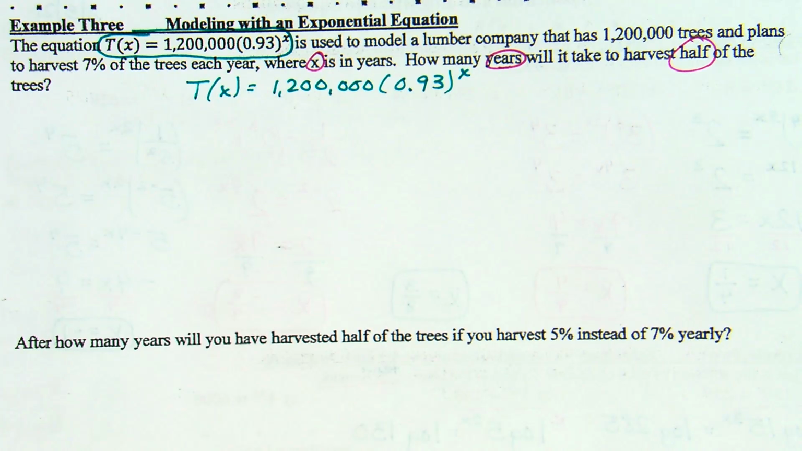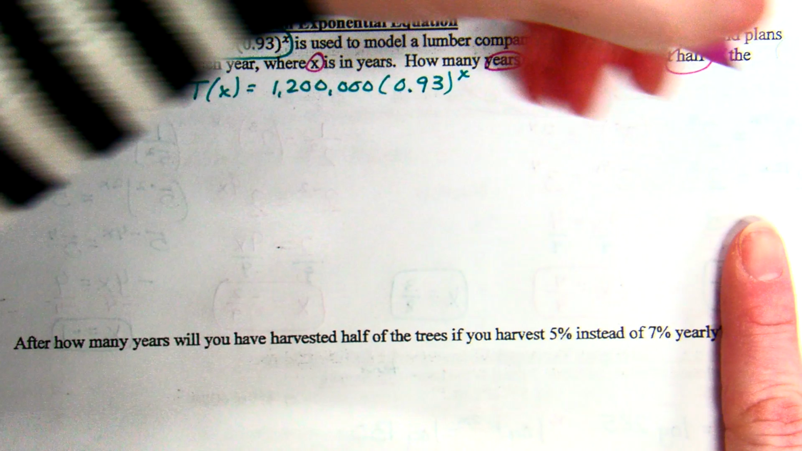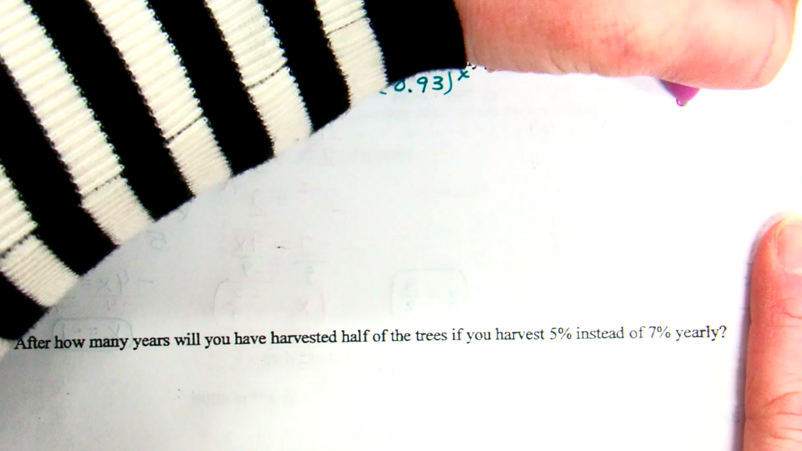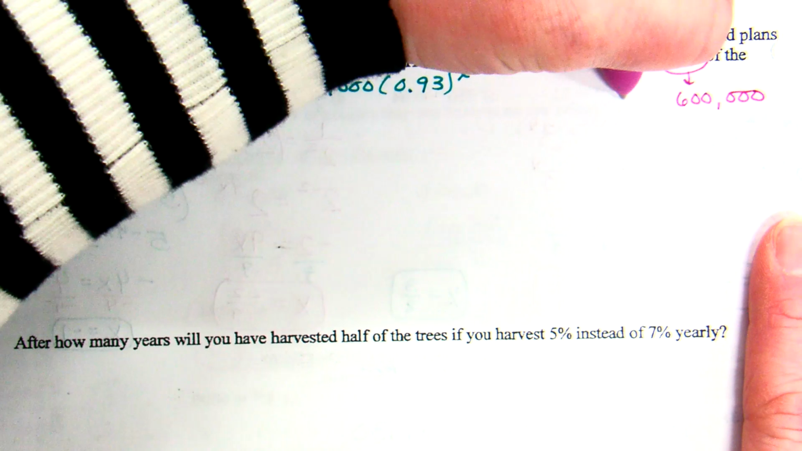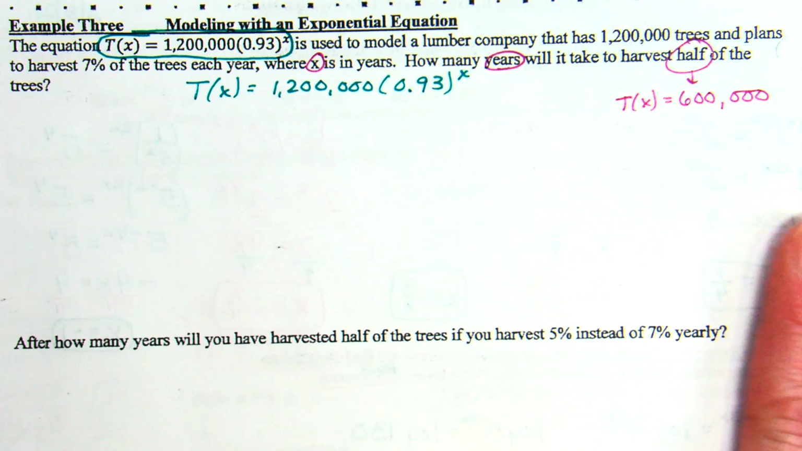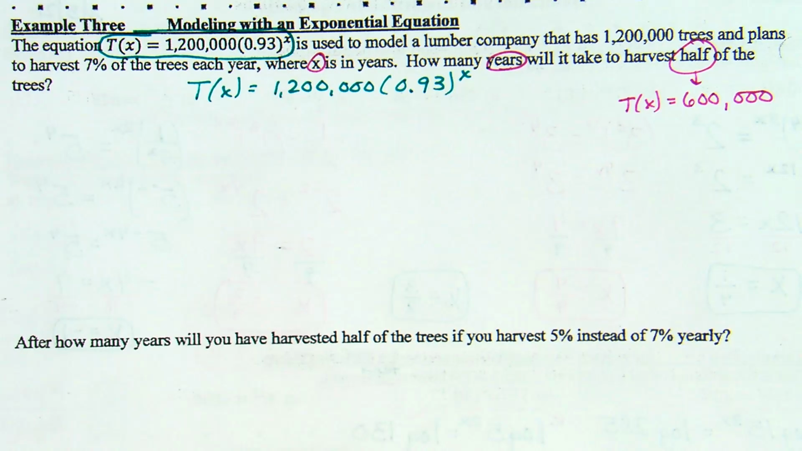What do we mean half of the trees? Okay, 50%, but half the trees is 600,000. It didn't tell us that number there. Okay, you have to do the reading and figuring out, but you need to realize that half of 1,200,000 is 600,000. So this is the value that we're going to put in for t of x. Okay, because we want to know in how many years will it take to harvest half.